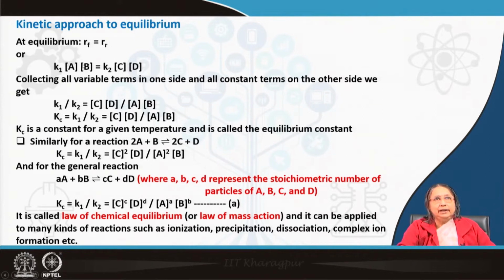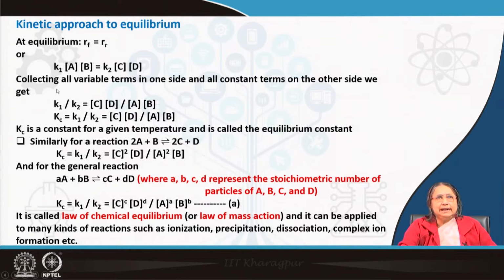Then K1 into concentration of A into concentration of B is the same as K2 into concentration of C into concentration of D. Always remember that the rate constant is represented as small k, and the equilibrium constant is always represented by capital K. In many books I have seen that they are confused, and sometimes for the rate constant they also use the capital K, but this is not okay.